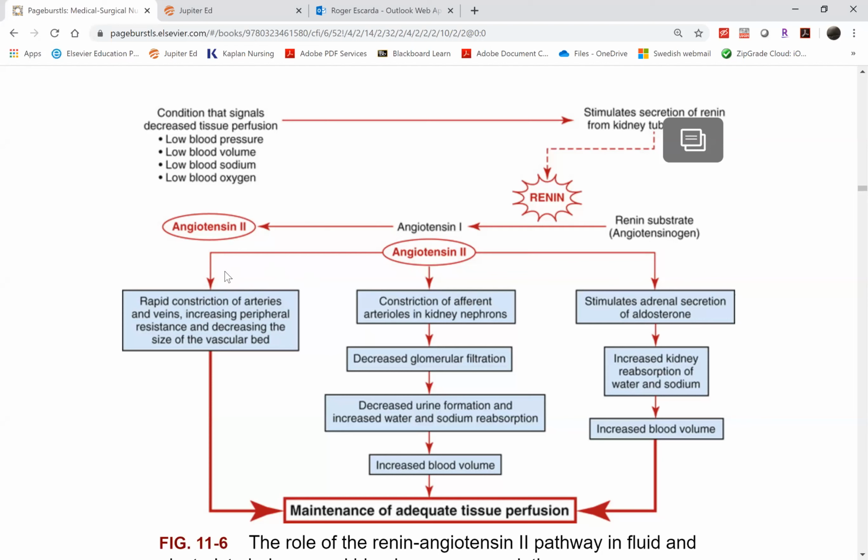One is to increase vascular resistance. We call this afterload. And then we also increase blood volume, which is preload. So both of these will increase blood pressure. And this happens automatically. You don't need to wait. It takes less than a second. The moment the kidneys sense any of these triggers, it will automatically get the whole thing started. So this will only take 1 or 2 seconds to get going.